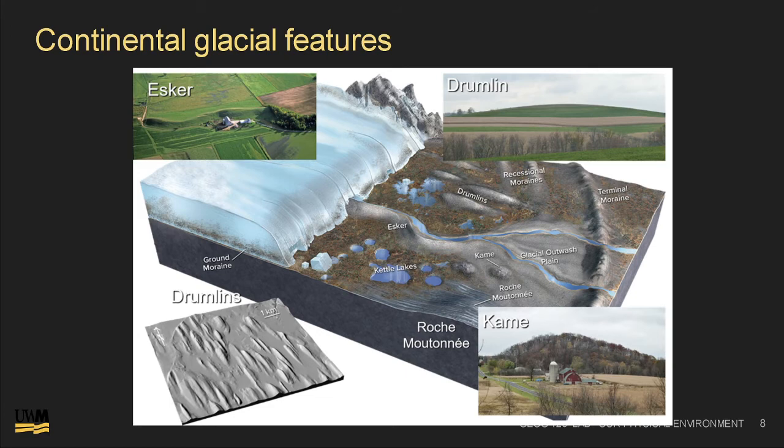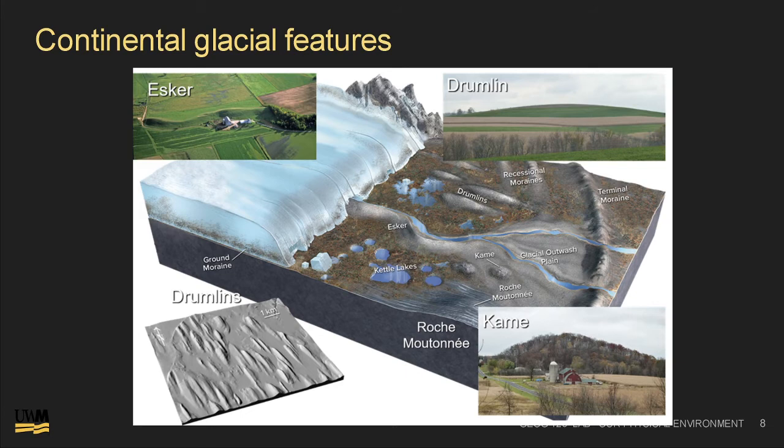There are also kettles that can form. A kettle is basically, imagine when the glacier is receding, chunks of ice may break off from the terminus edge in the form of a calving event, which is basically just a large chunk of ice breaking off and being left on the surface of the land, and it melts over time.